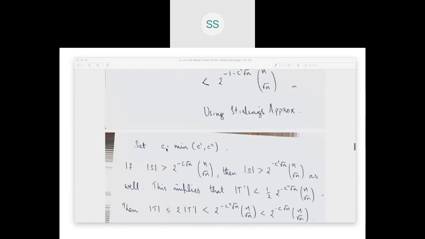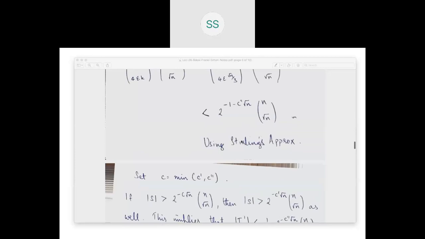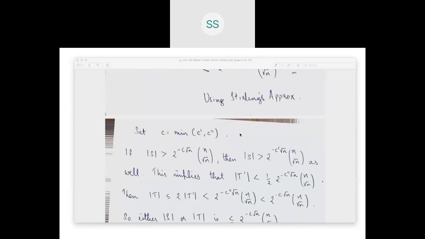So first let us set c to be the smaller of c prime and c double prime. c prime comes from the claim, c double prime comes from the Stirling calculation. Whatever they are, we choose c to be the smaller of the two. Both of them are constants. Now, if the size of S is at least 2 power minus c square root n fraction of the entire number of rows, then since c is smaller than c prime, and since there is a negative sign, the size of S is at least 2 power minus c prime square root n as well.